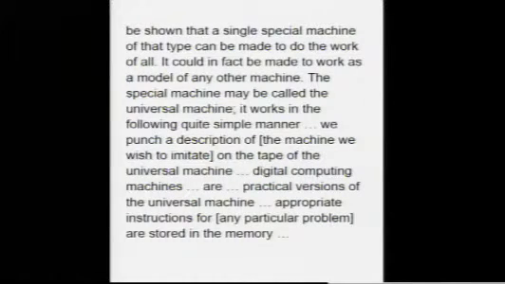And now here he describes in a few simple words what makes the universal machine be universal. We punch a description of the machine we wish to imitate on the tape of the universal machine. And digital computing machines are practical versions of the universal machines because appropriate instructions for any particular problem are just stored in the memory. So it's all laid out right there.